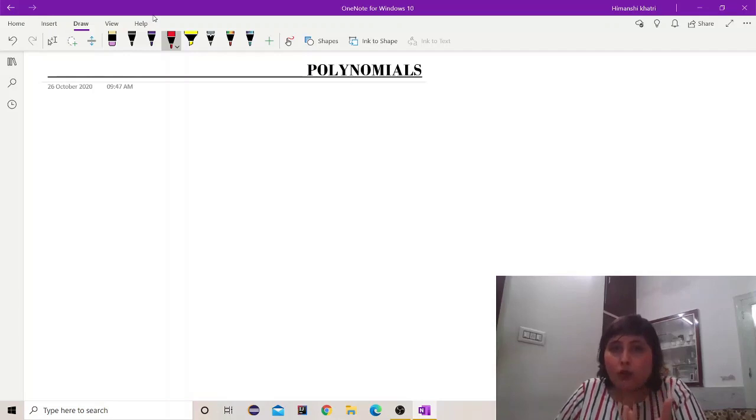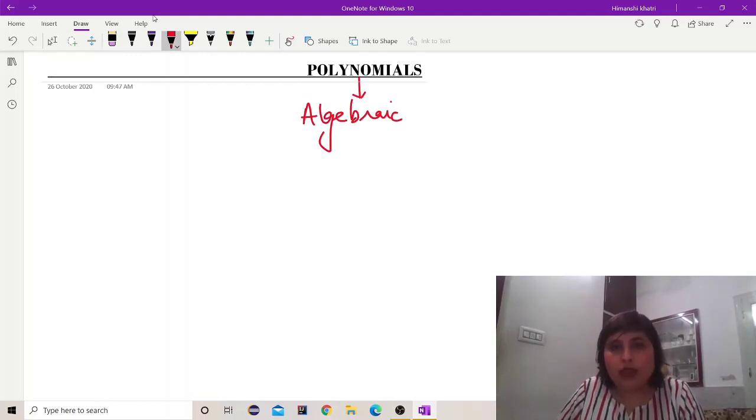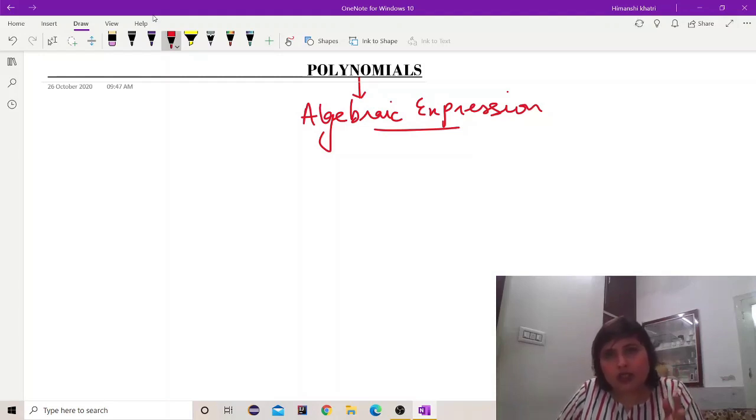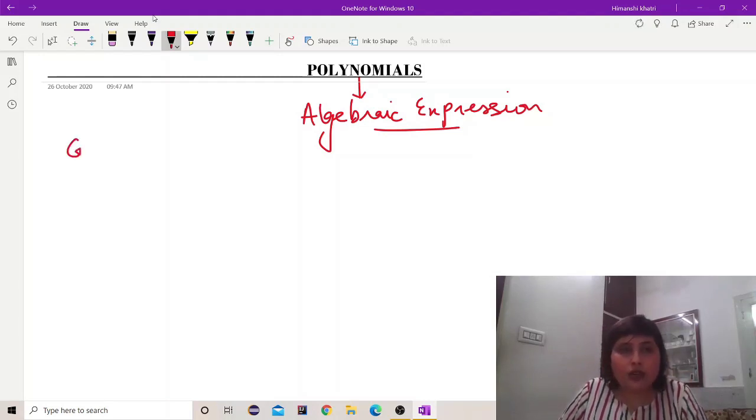What do we mean by polynomials? Before starting with this, let us be more clear with the word algebraic expression. Why? Because we know that polynomials are part of what? Algebraic expression. So first of all, taking a look at algebraic expression. An algebraic expression is nothing but a mathematical expression which contains what? Some variables, constants, and those variables and constants are joined by what? Some mathematical operations.